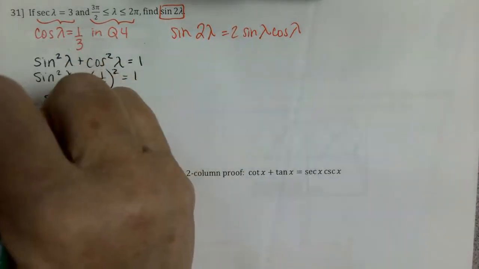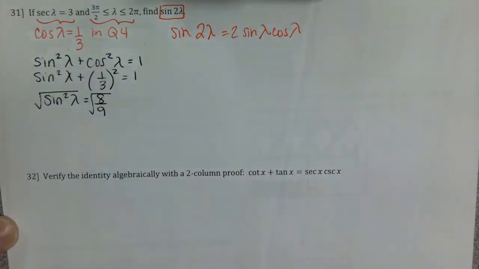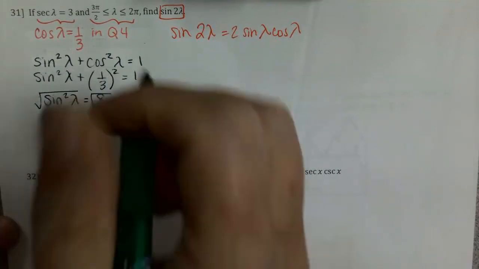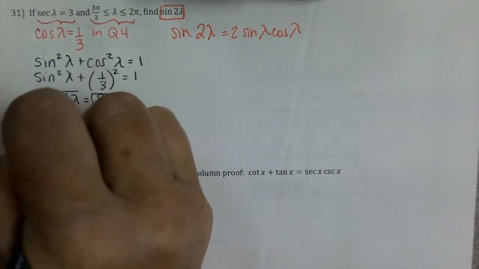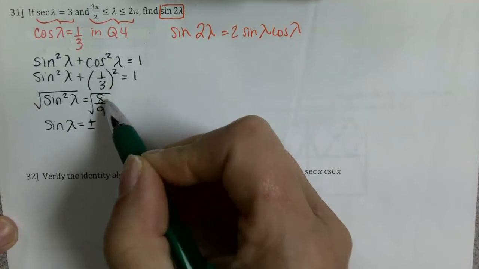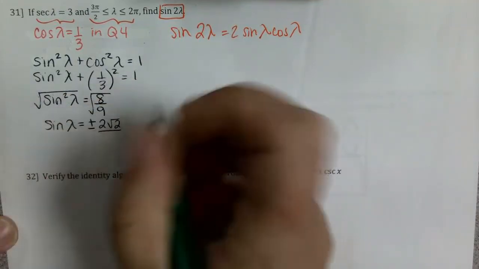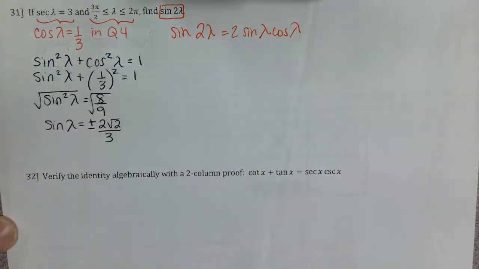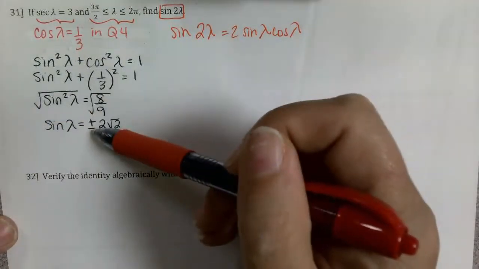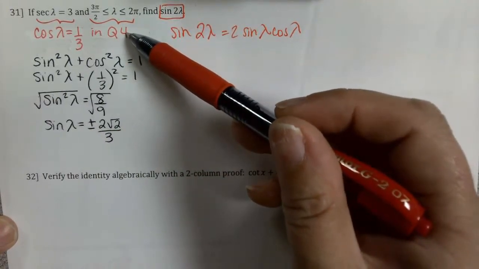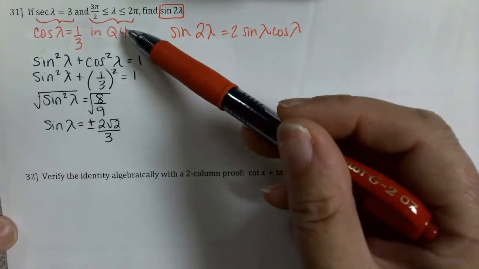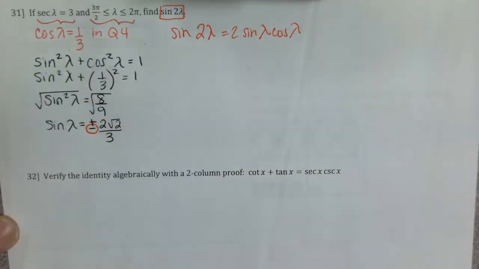Then we need to square root both sides to get rid of that squared variable, and that introduces a plus and a minus in our answer. So the sine of lambda is plus or minus the square root of 8, which is 2 root 2, over the square root of 9, which is 3. Now, it's not going to be both plus and minus. We need to think about where we are on the circle. And we're told at the beginning that we're in quadrant 4. Sine is negative in quadrant 4. So we're going to be using the negative 2 root 2 over 3 as our sine in this identity.